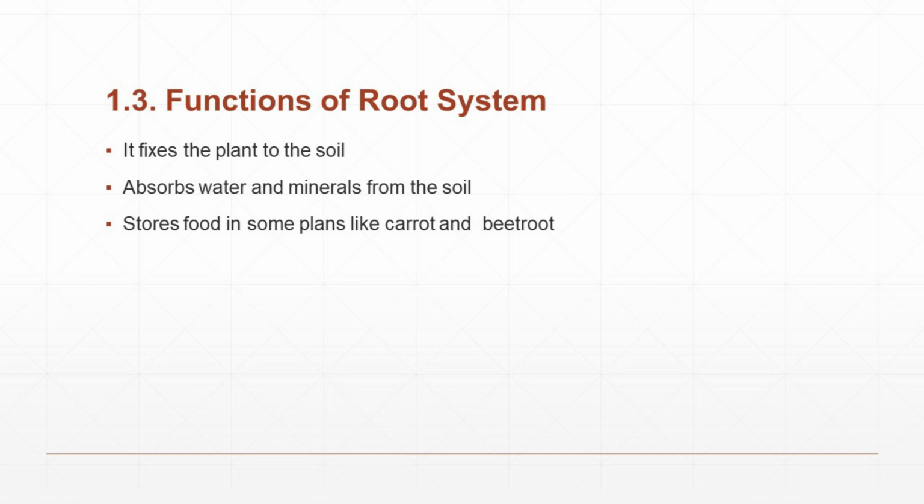Next, let us learn about the functions of the root system. The first and foremost function is that it fixes the plant to the soil. It fixes very tightly and holds the plant in the soil. Next, it absorbs water and minerals from the soil. The third point, some roots store food. For example, carrot, beetroot, etc. These are all about the root system.